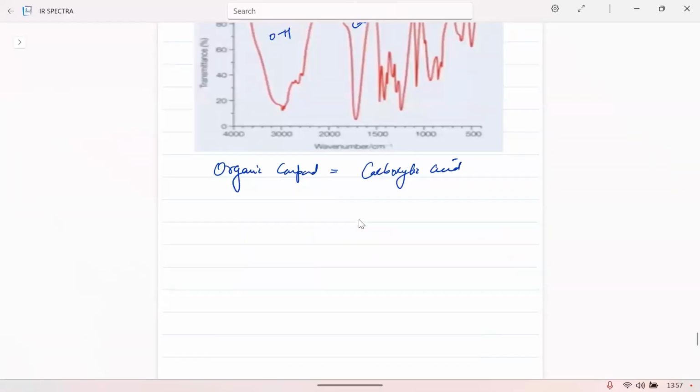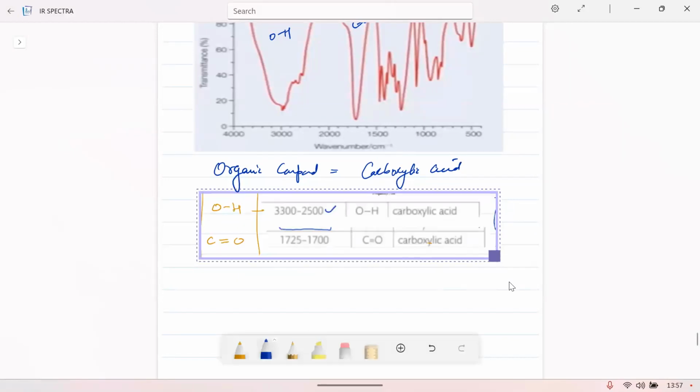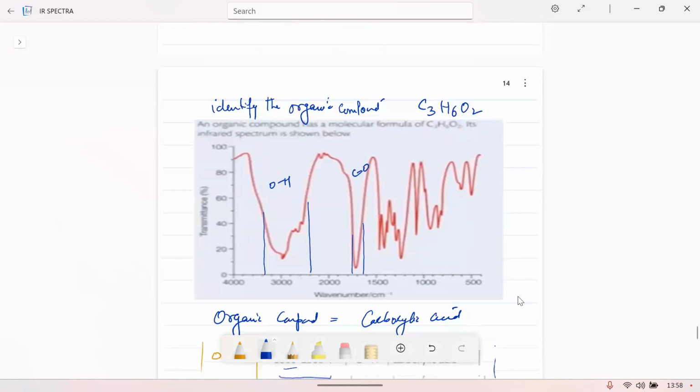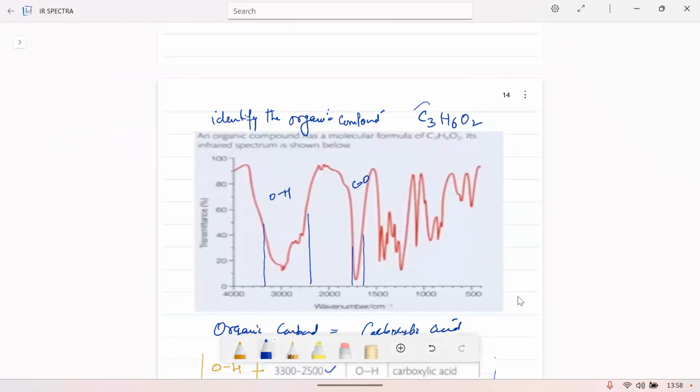But this is not the end of the story. You have identified it is a carboxylic acid: 3,330 somewhere over here to 2,500 somewhere from here. You don't need to measure it from the spectra, and this is 1725, somewhere from here, 1700 to 1725. It's a narrow peak. We will talk about it for the OH group. So you know it is a carboxylic acid, but they said identify the organic compound with this molecular formula.